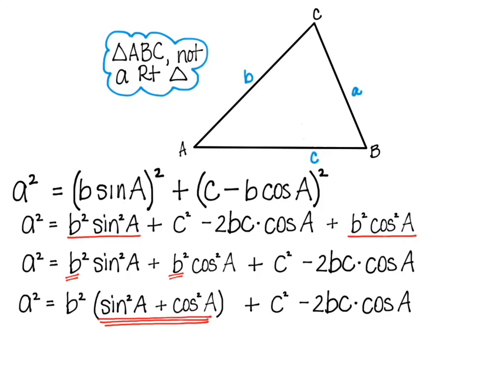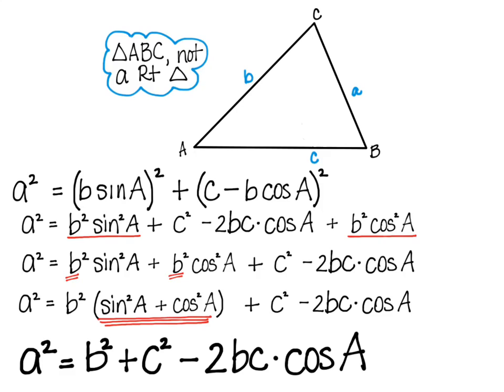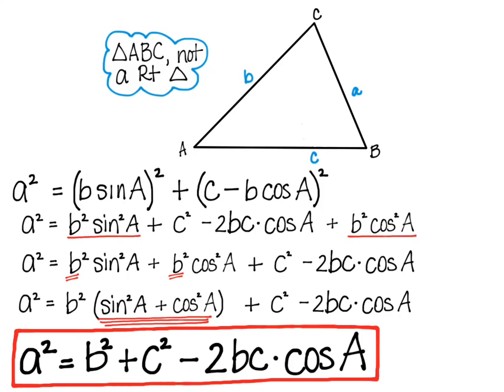And we go, yay, I got sine squared A plus cosine squared A, which is a 1. So it's going to be b squared times 1, which gets us a squared equals b squared plus c squared minus 2bc cosine A. And this is really, really important. This is called the law of cosines.